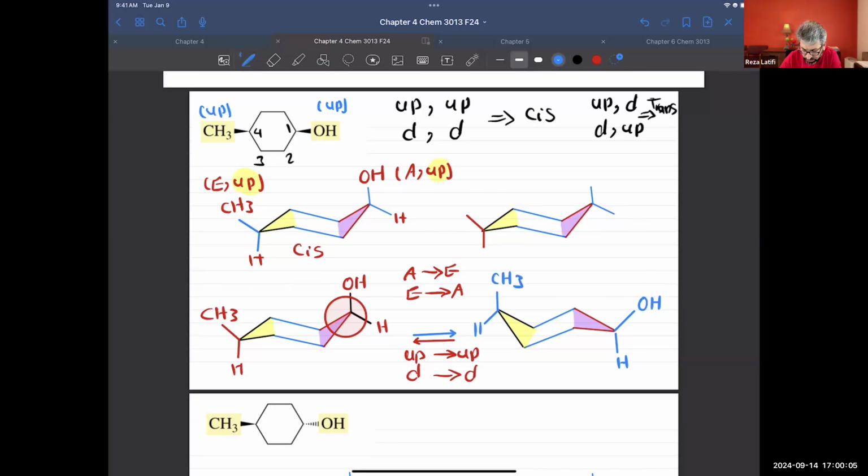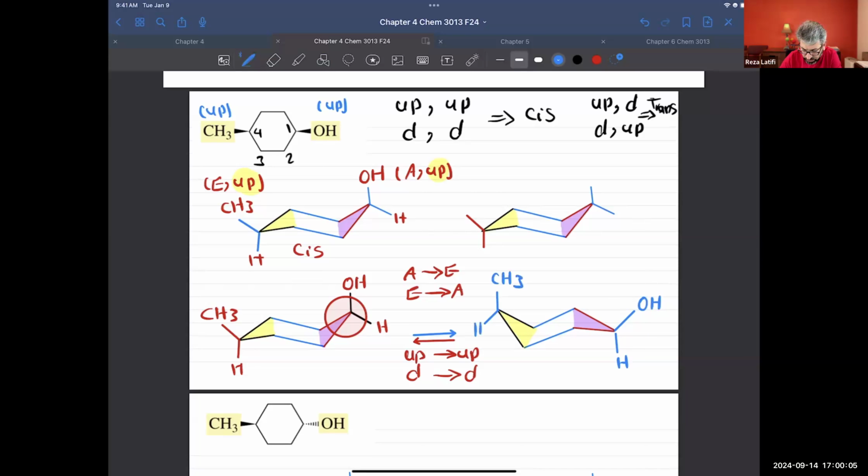Okay, and that's the reason we call them cis. Now, OH is in equatorial, pointing up. Methyl is in axial, and still is pointing up. So now check this. That methyl is pointing up. Methyl here still is pointing up. How about the OH? OH was pointing up, and here we go, still is pointing up. But how about whether they are axial or equatorial?